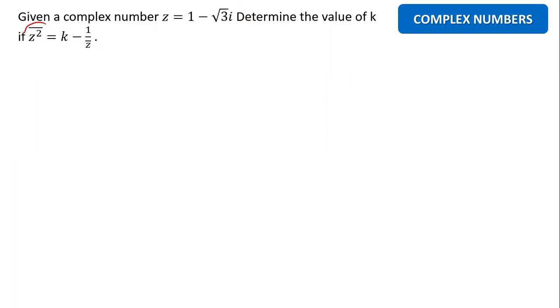You can see a bar over here, right? A Z bar here, and here also a Z bar. I hope you understand the meaning of Z bar. For your information, this is your Z. Z bar is going to be 1 plus square root of 3 i. That means this is actually the conjugate of this Z. So if here is a minus, the conjugate is going to be plus. That is the meaning of Z bar.